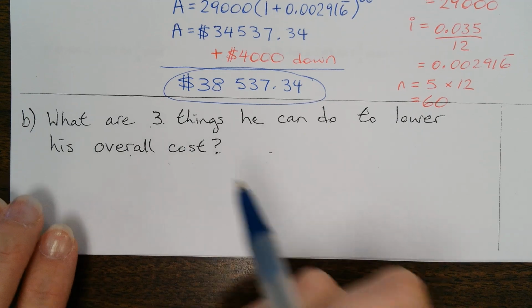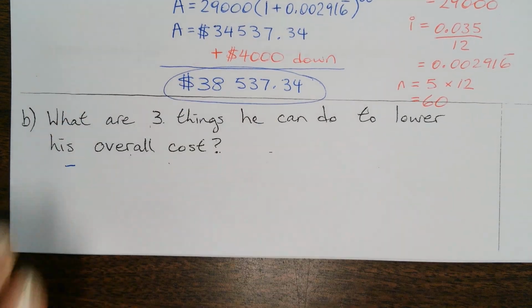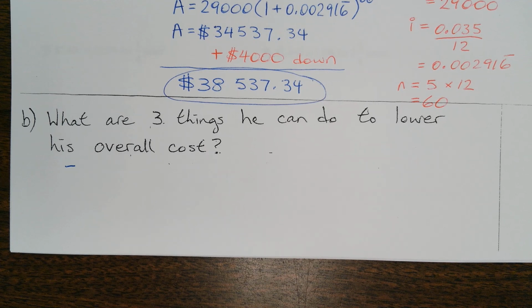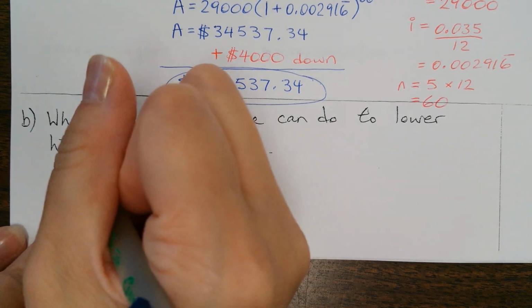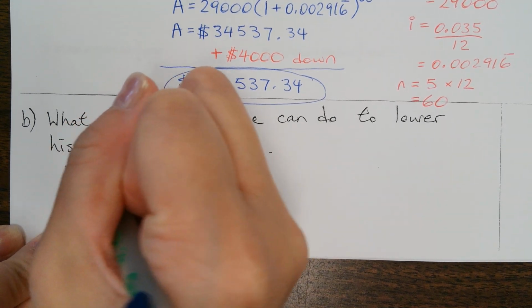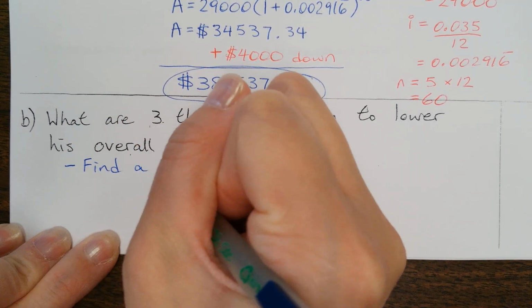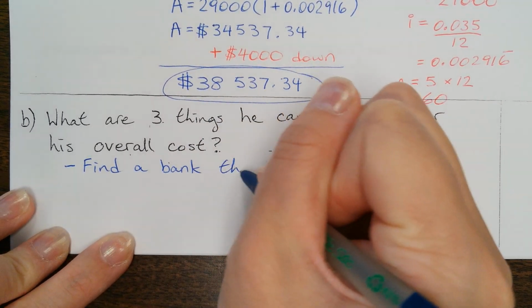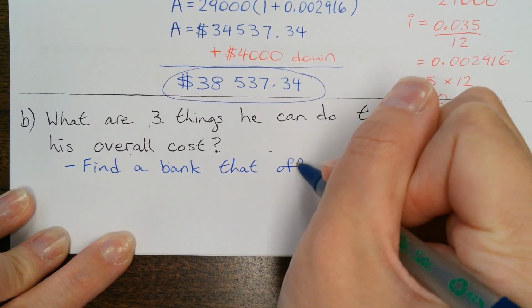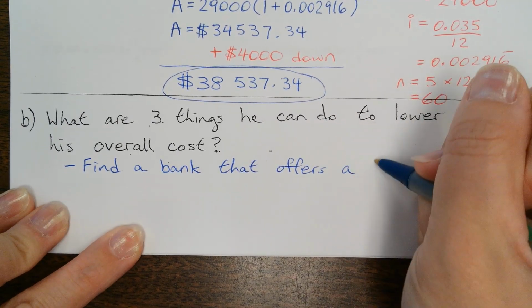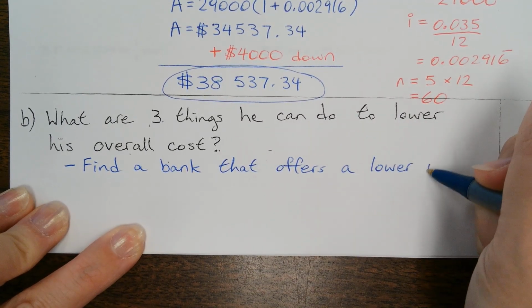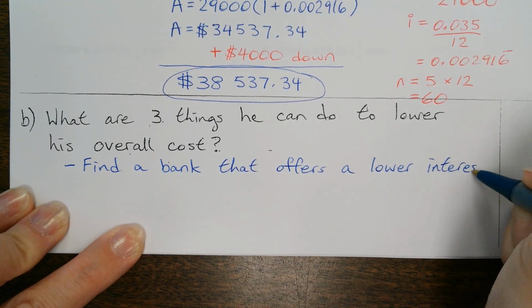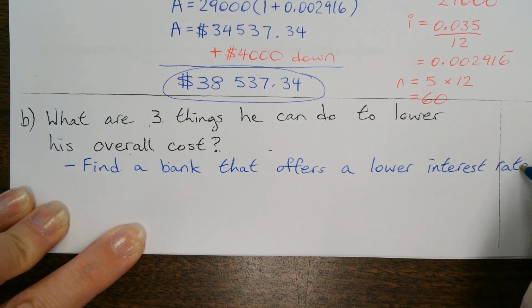Right? All right. So what are 3 things that we could do then to lower our overall costs? My financial advisor. What are some things that we could do? Find a bank which gives less. Right, yeah. So kind of like the opposite. Find a bank that offers a lower interest rate. Because remember, you're paying them, so you want a lower interest rate.